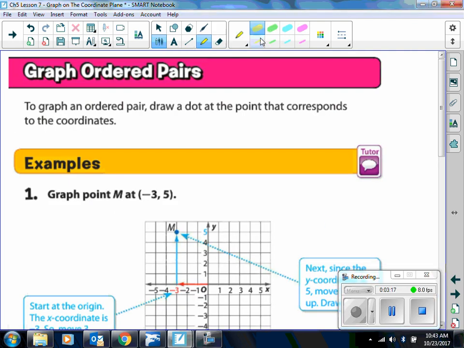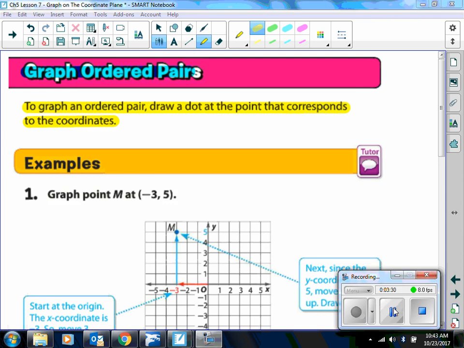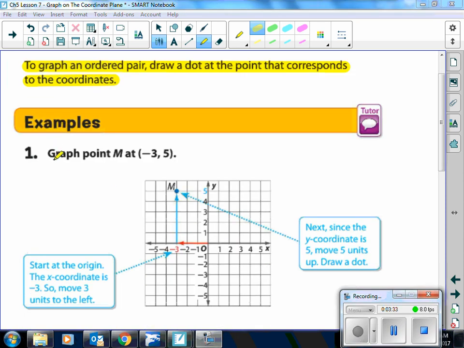So now we are going to graph ordered pairs. Please write this down. To graph an ordered pair, you're going to draw a dot at the point that corresponds to its coordinates. All right, for example 1, we're going to graph point M at (-3, 5). Now, when we look at the ordered pairs, of course, the x value tells me the left and right. If it's negative, we go to the left. If it's positive, we go to the right. And the y value tells us the up or down. If it's positive, we go up. If it's negative, we go down.